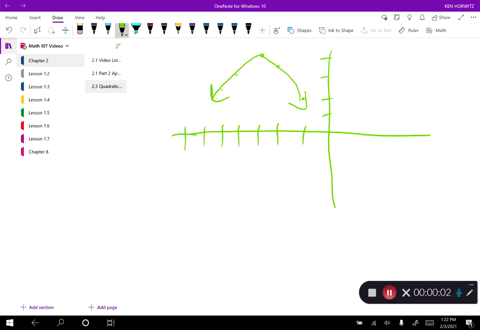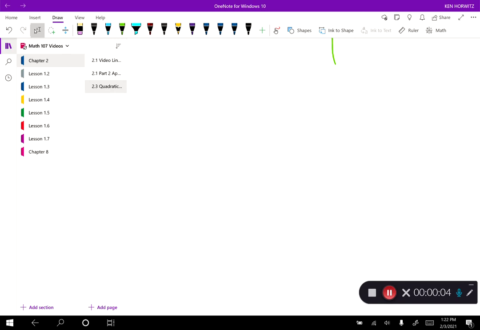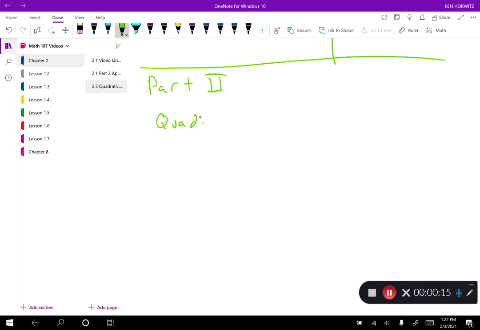All right, welcome back, everybody. Now we are going to start part 2 of quadratic functions with the goals in mind of the quadratic formula and applications.